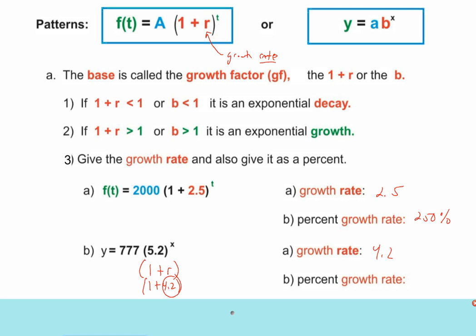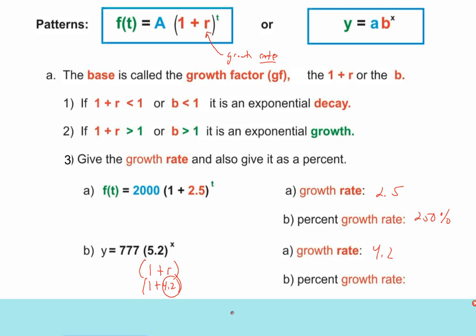You had to put it in the right form. They didn't give it to you in the right form. They gave it to you in this form. You have to understand, if I want to say the growth rate, I got to make the parentheses 1 plus something to add up to whatever the base is.